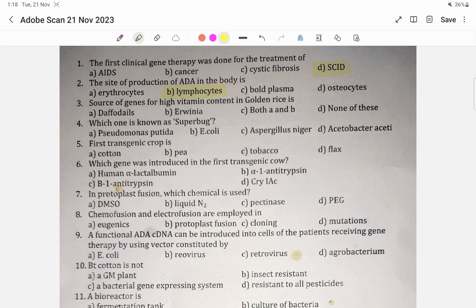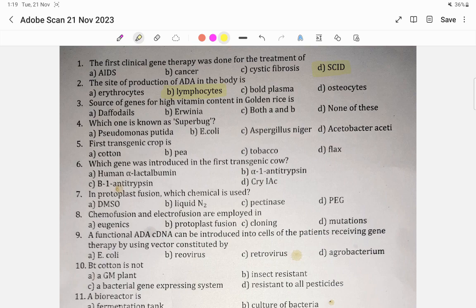Lymphocytes are part of WBC. You would know about white blood cells: the agranulocytes, under which you have monocytes and lymphocytes, and the granulocytes, which are the eosinophils, basophils, and neutrophils. Lymphocytes are the site of production of adenosine deaminase in the body. Lymphocytes, just like white blood cells, have a limited lifespan, so we have to frequently repeat the process of introducing the normal ADA gene into the lymphocytes and reintroducing them into the affected individual.